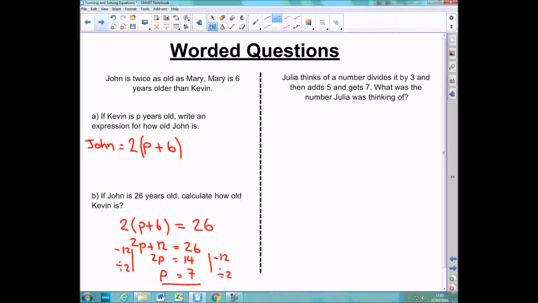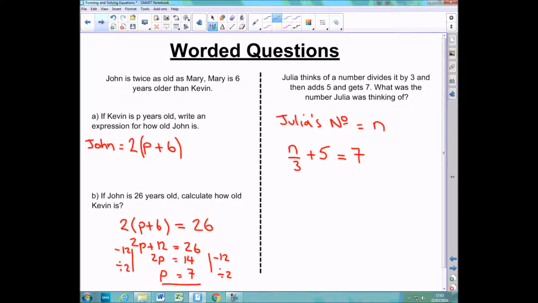Hopefully you've had a go at that. What you needed to do was start off by giving Julia's number a letter. I'm going to say Julia's number is the letter N for number. Julia thinks of a number and then she divides it by 3, so that's N divided by 3. She then adds 5 and the result is 7, so that equals 7. There's my equation.